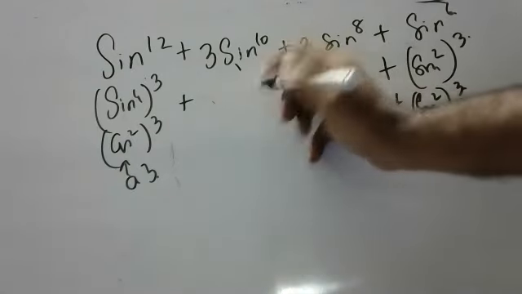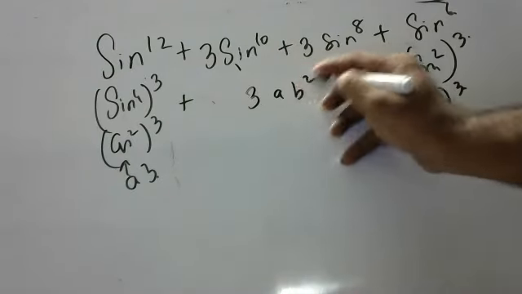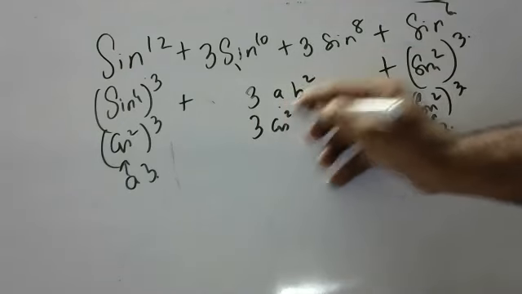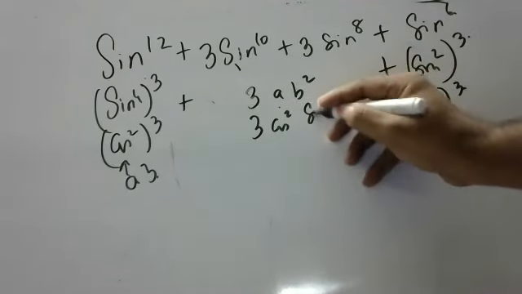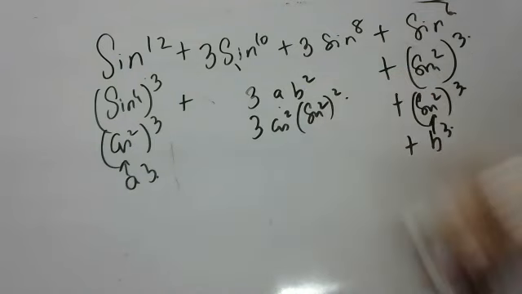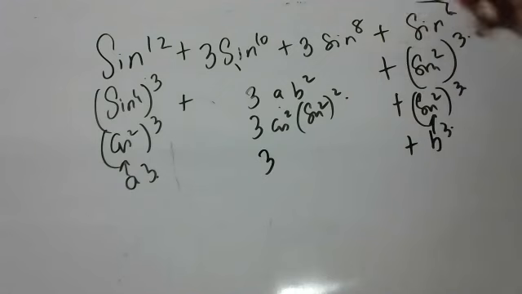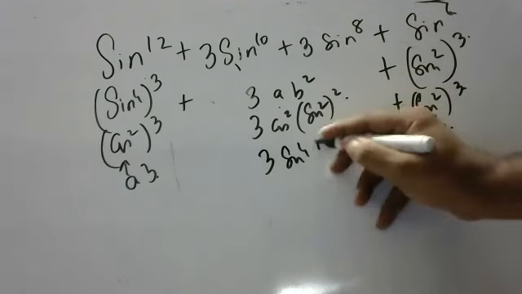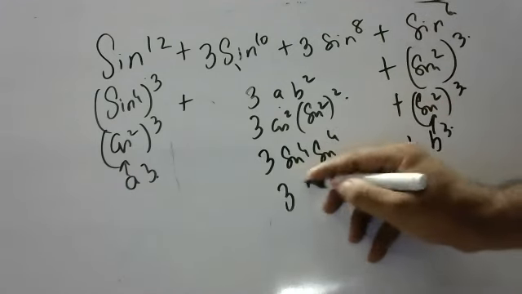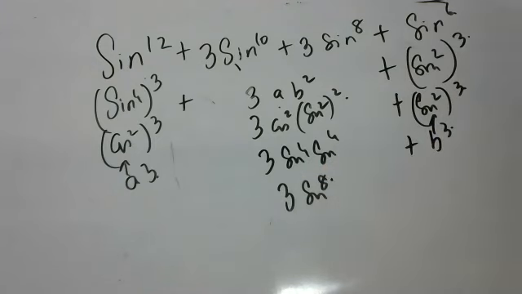Now this I am showing, children. 3ab square, children. 3a is what? Cos square. B is what? Sin square whole square. Okay, children. But everything should be in the form of sin square only, children. That's why cos square I will write as sin 4. And this is already sin 4. Sin 4 whole square is sin 8. That's it, children. That's why I wrote like this. You should not get confusion.